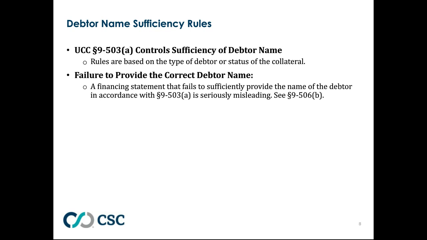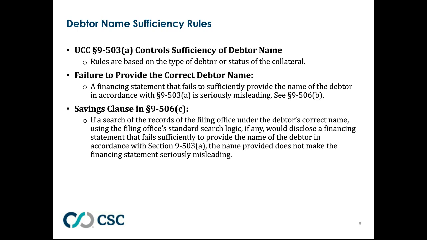If the filer fails to provide the correct name of the debtor, then that's a problem, because under 9-506(b), if the debtor name provided on a financing statement doesn't comply with 9-503(a), then the financing statement is seriously misleading, and it is not effective to perfect the security interest, with one exception, and that is there is a savings clause in 9-506(c). Note this is not a safe harbor, it's a savings clause. I'll explain why in a second.